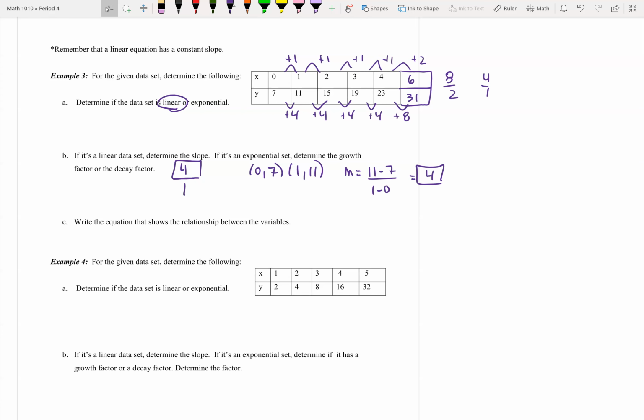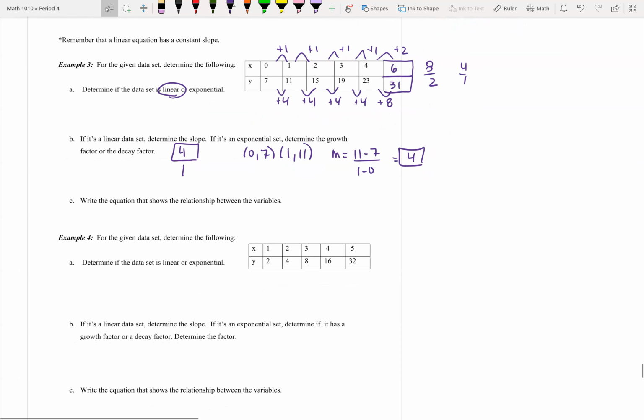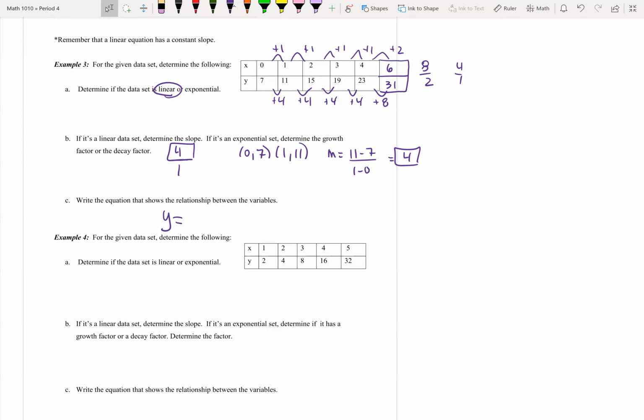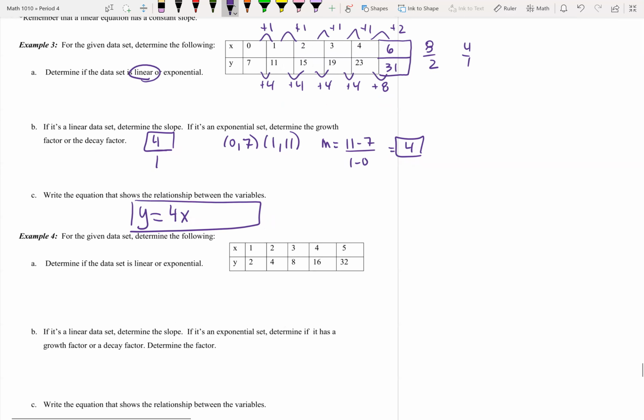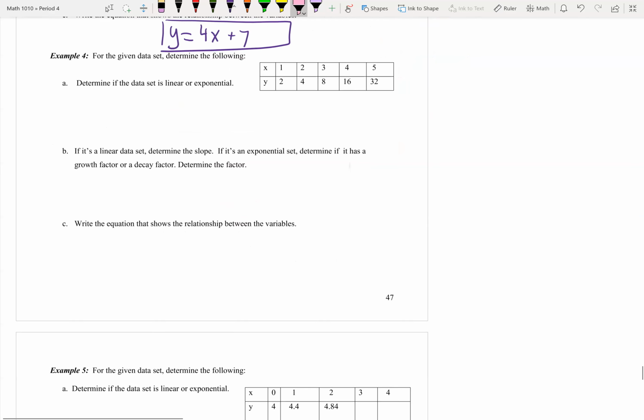Who says I'm with you? Okay, great. Write an equation that shows the relationship between the variables. Everybody go y equals, I know the slope is a 4, so it's 4x. Now I have to have the y-intercept at the end. Can anybody in the room see the y-intercept right now? What is it? 7. It's a 7 because the y-intercept is found when x is a 0, so it's just right there. That's all you have to do. Who says I'm done? I'm good.